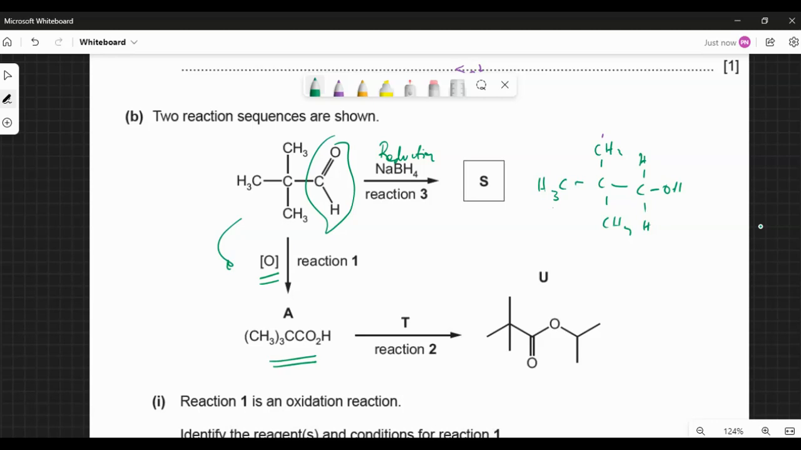Now it's done something nasty. It's gone from a condensed formula to a skeletal formula. But we should be able to see the functional group there. What's that? That's an ester. So what is reaction two? What did I add to it? An alcohol. And this is the alcohol, isn't it? Can you see the alcohol? Can you tell me the name of that alcohol?